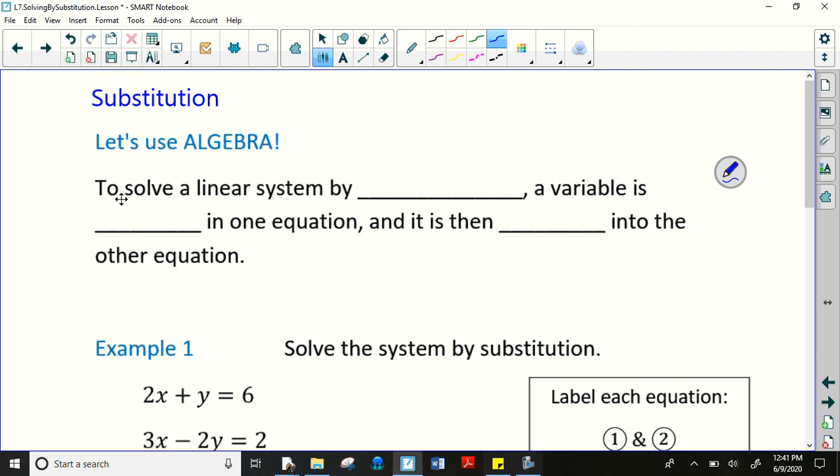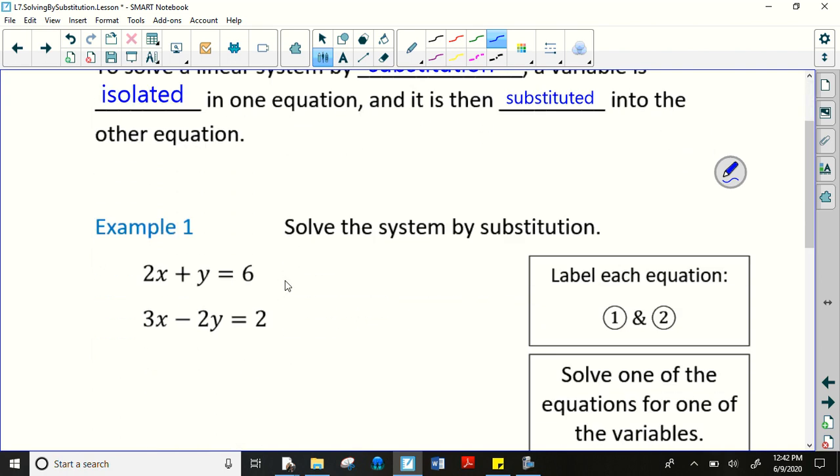When we're using substitution, there are a few rules we have to follow, but then it comes right back to our algebra, isolating for a variable. And my group this year is pretty strong with that. So we are going to use a method called substitution, and we're going to take a variable and isolate it, which means get it by itself. And then we're going to substitute it, which means replace it in the other equation. So watch what's going on.